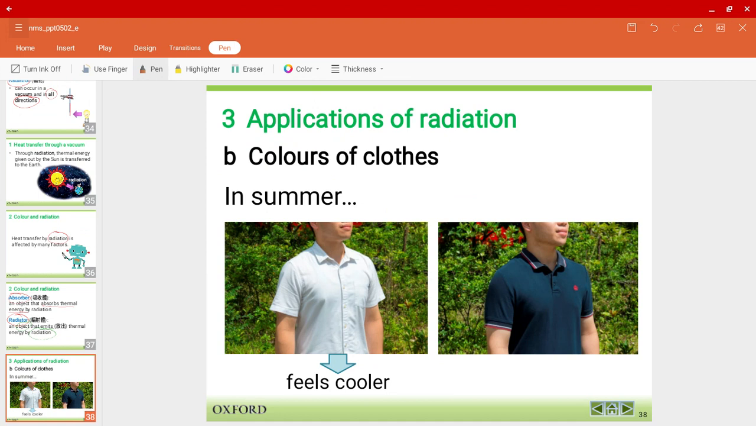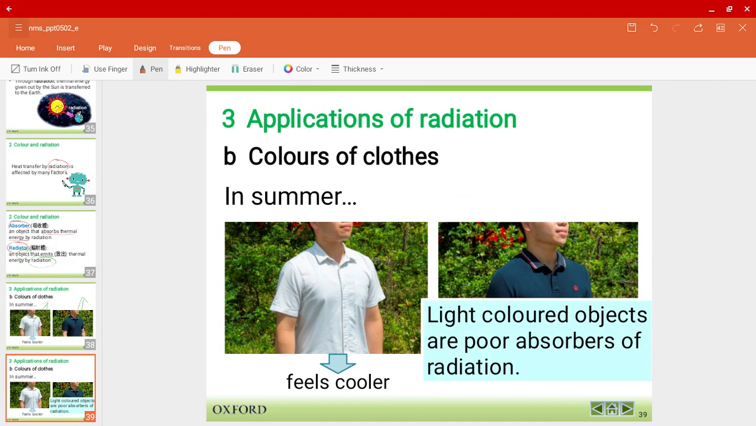So during summer, usually your parents will ask you to wear light colored clothing, a t-shirt, but not a dark colored one. You know the reason why? The reason is because when we wear light colored clothing, we'll usually feel cooler. And the reason behind it is because light colored objects are poor absorbers of radiation. So usually when we're wearing a white shirt or a light color shirt, we will not be really absorbing the radiation, the thermal energy. But if you're wearing, for example, a dark color like black, then we'll probably feel quite hot actually.